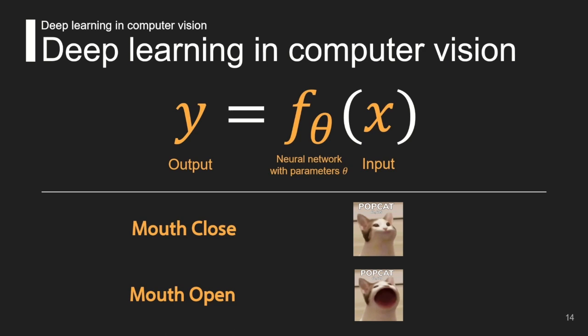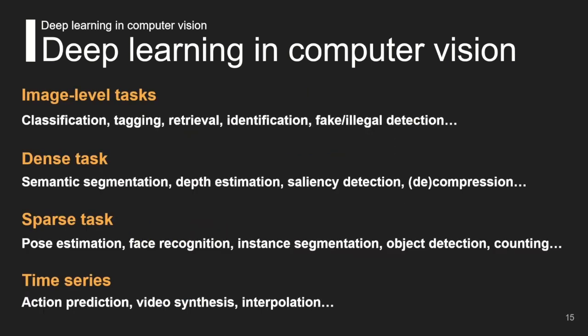How to apply deep learning to computer vision? Imagine that the input x is one image, and the model outputs whether the cat in this image has its mouth open or closed, and that's it. There are many tasks in computer vision that can be done by deep learning. For the image level task, input an image and output a value. Here are classification, tagging, image retrieval, people identification, illegal image detection.